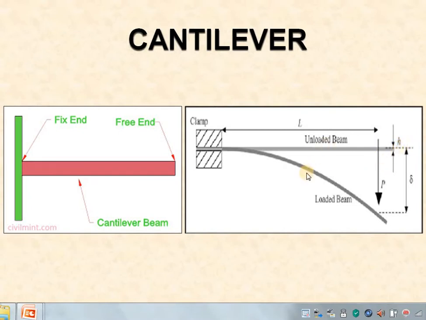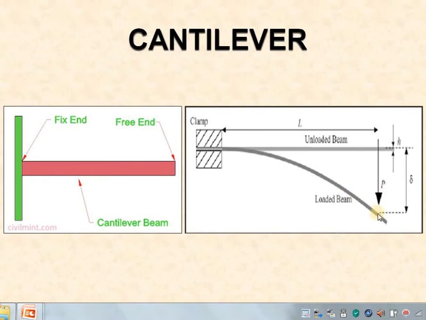A cantilever is fixed at one end, and the other end is applied with a weight. So when a weight is applied, what happens? The cantilever bends, like what is shown in the figure. When it is bent, there is a displacement at one end. That vertical displacement is called a depression, shown with the notation delta.